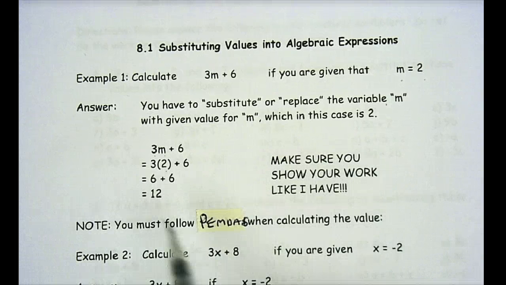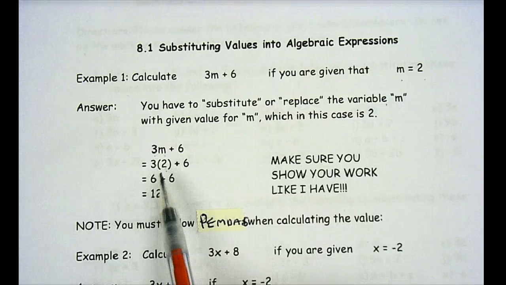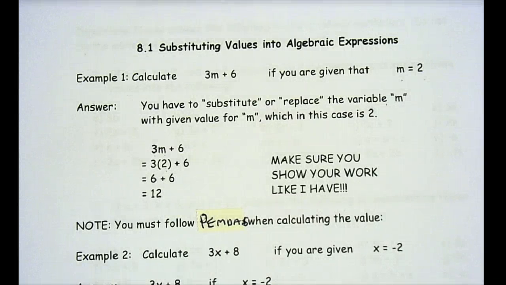So what I do first is take 3 times 2 is 6, because multiplication is first in the order of operations. And then I go 6 plus 6 is 12, okay? And you have to do that for each problem. If you're not showing your work on each step today, you're going to have a lot of difficulty doing the problems, okay? And there's a note: make sure you follow PEMDAS when calculating the value.